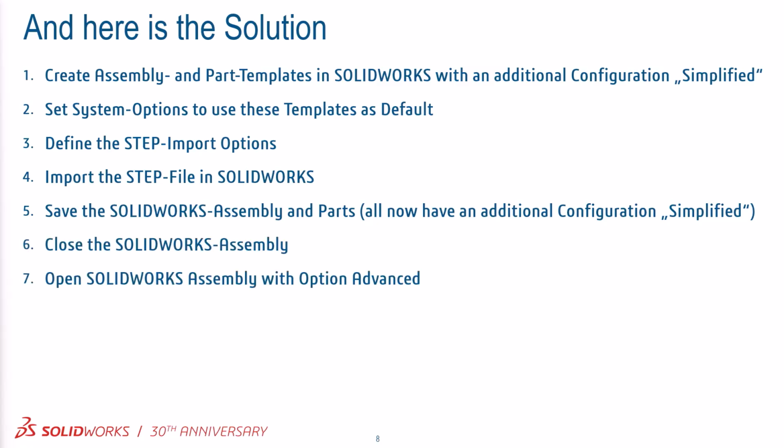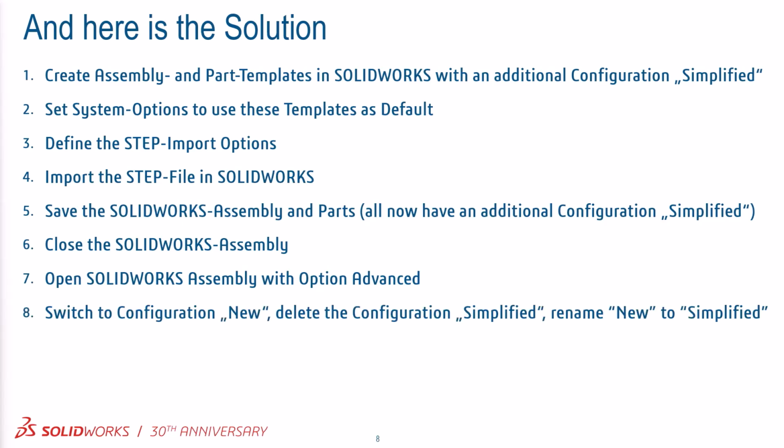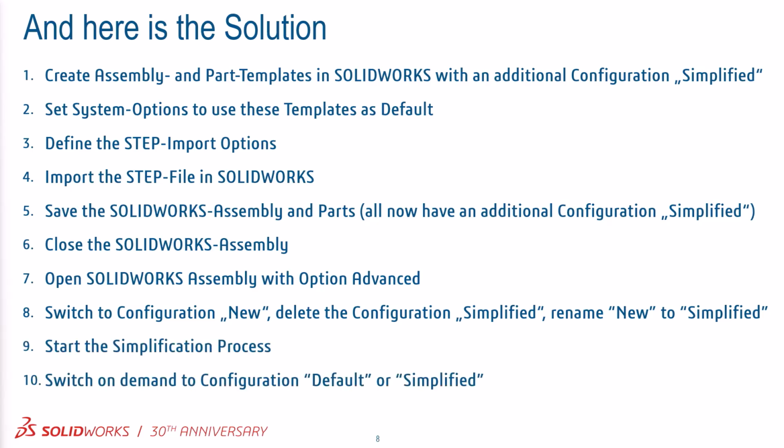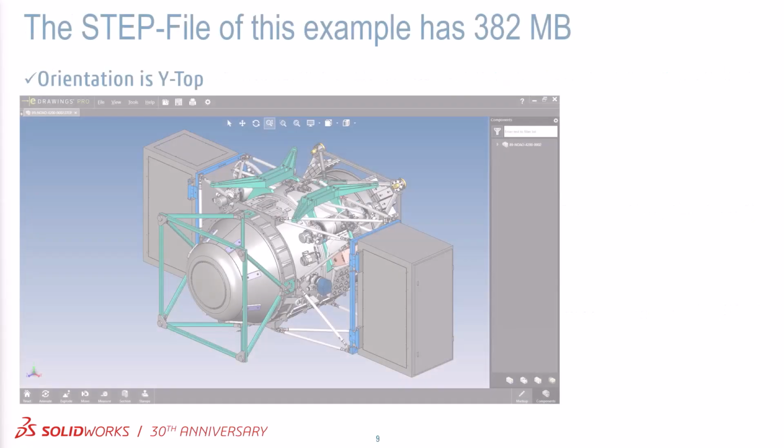Close the SolidWorks assembly, open the SolidWorks assembly with the option Advanced. Switch to configuration New, delete the configuration Simplified, rename New to Simplified. Start the simplification process. And then switch on demand to configuration Default or Simplified.